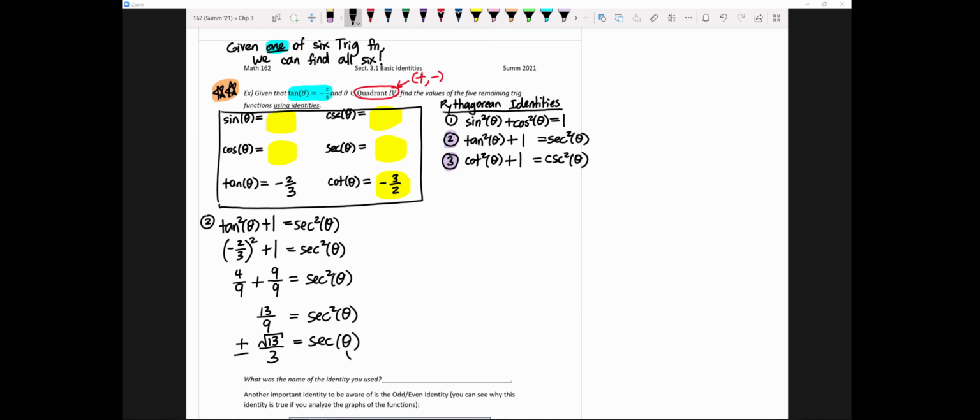So in quadrant 4, x is positive, y is negative. Secant is the reciprocal of cosine. So in quadrant 4, cosine is positive, sine is negative. So that means secant will also be positive, and then cosecant would be negative. Cosine and secant are positive in quadrant 4. So we'll circle that.